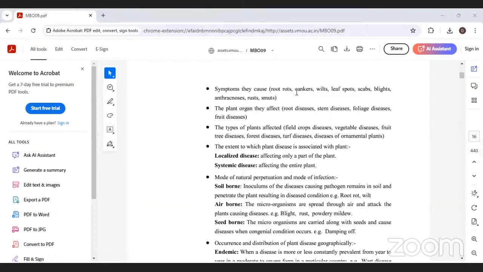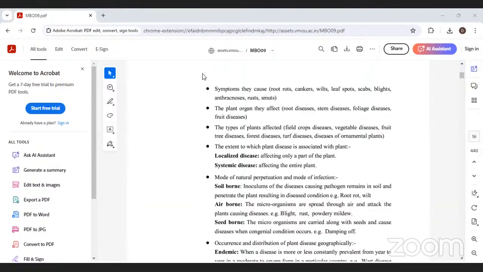Next one, fruit trees: mango, guava, pomegranate, oranges, and grapes, like this. Different types of fruits are there, no? Fruit tree diseases. Next one, forest trees: different plants are used in forests, and the plants of a forest also get diseases. Next, diseases of ornamental plants also. You grow different types of ornamentals in surrounding areas, no? Those ornamentals also get diseases. Okay, this is another category.